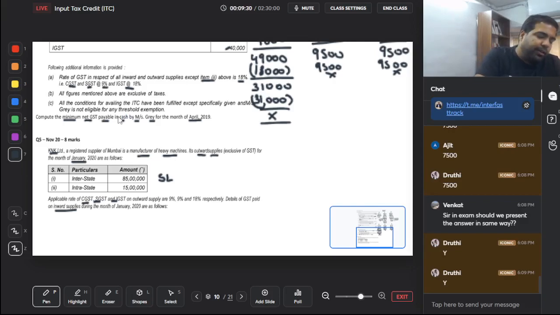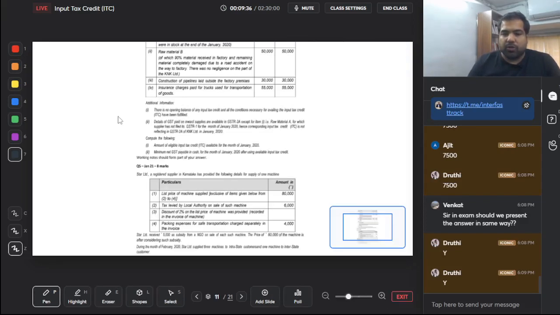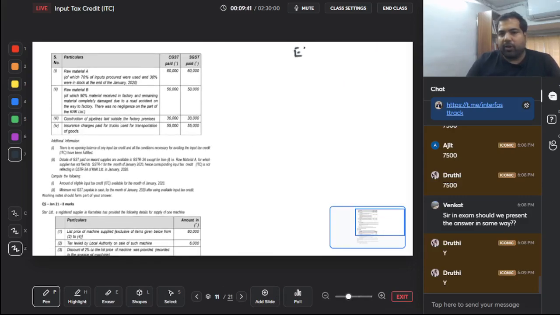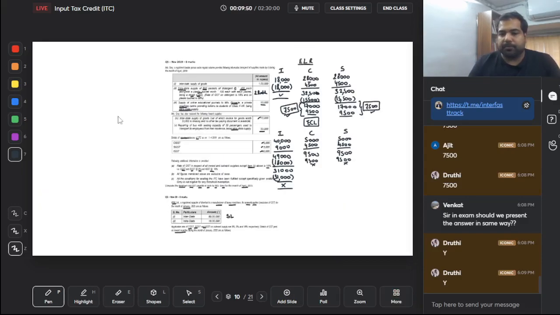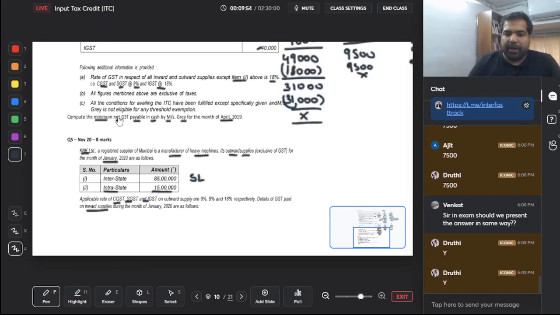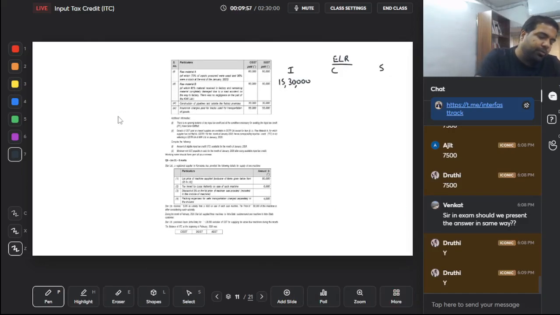On 85 lakh interstate into 18%, that is 15 lakh 30,000. I'll make it on the next page. So here we go, electronic liability ledger, IGST, CGST, SGST. This is 15 lakh 30,000 on the interstate supply. What about intrastate supply? 15 lakh on that at 9%. So 15 lakh into 9% is 1 lakh 35,000, 1 lakh 35,000.